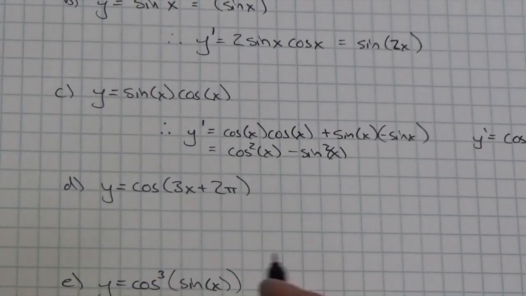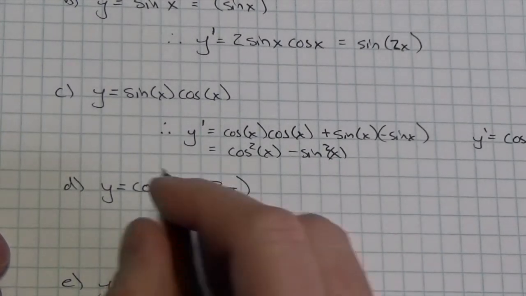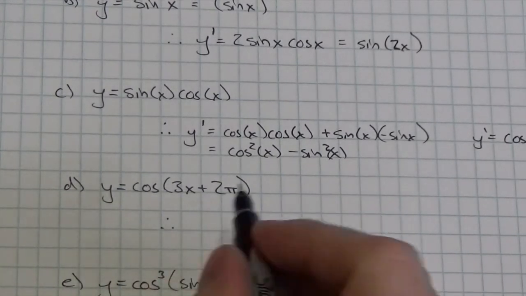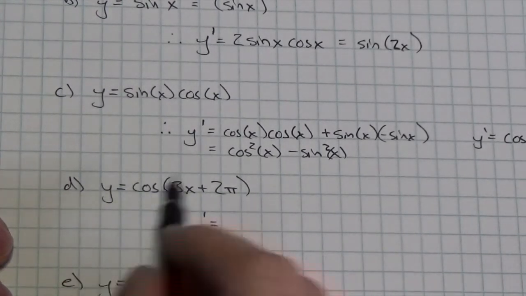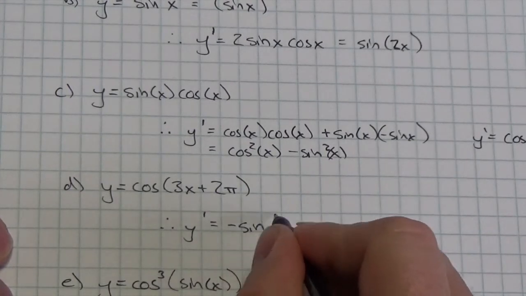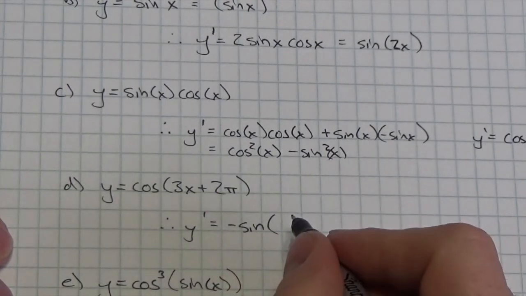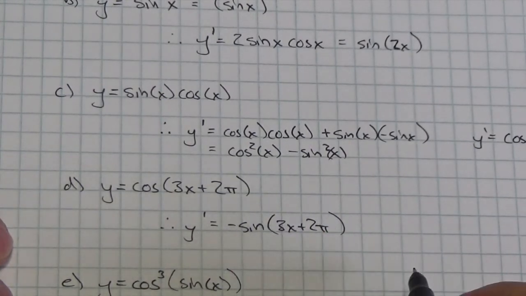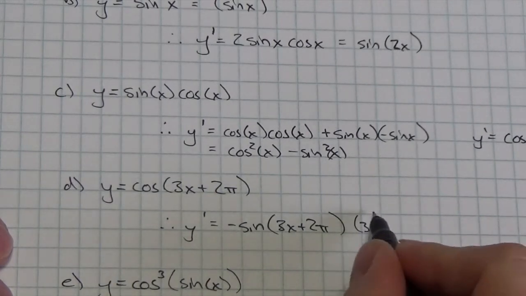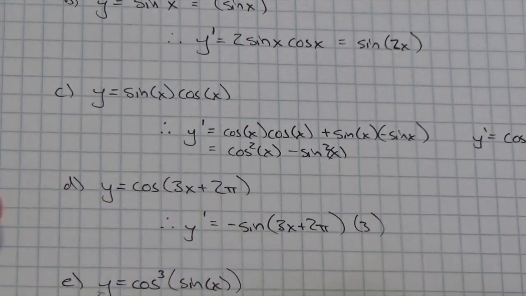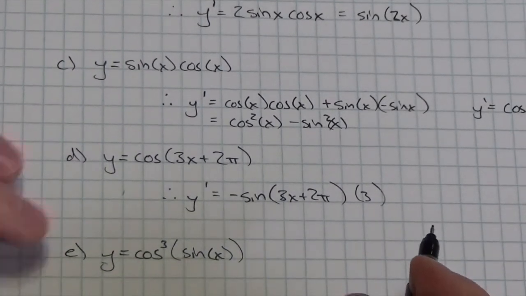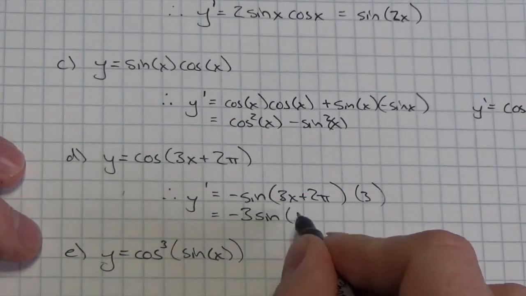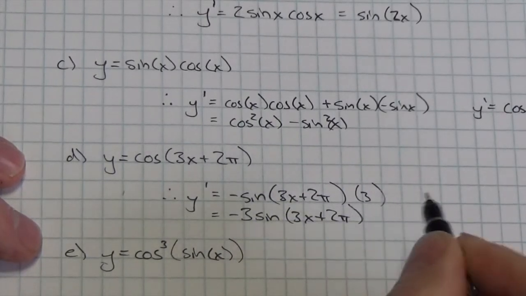Now I want to talk about this one in just a second to describe what's going on here and why there's this plus 2 pi. But let's just take a look at it. This is going to require the chain rule once again. So the derivative of cosine will be negative sine, and then what's inside there won't change. So it's going to be 3x plus 2 pi. And then I would multiply by the derivative of what's inside, and that's just going to be positive 3. Because remember, 2 pi is a constant. So the derivative of the 2 pi is just going to be 0 here. Okay, so now I'm going to bring that 3 up front. So this will be negative 3 sine of 3x plus 2 pi.